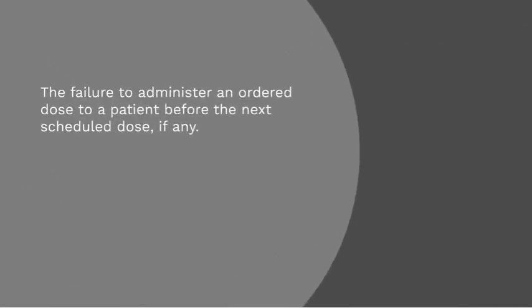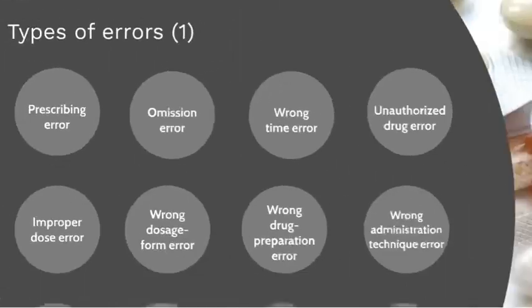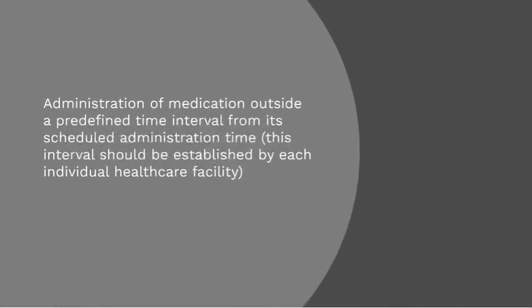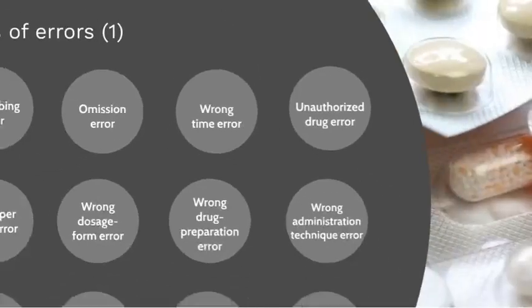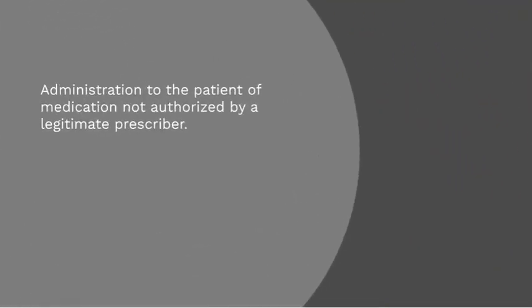Omission error. The failure to administer an ordered dose to a patient before the next scheduled dose, if any. Wrong time error. Administration of medication outside a predefined time interval from its scheduled administration time. This interval should be established by each individual healthcare facility. Unauthorized drug error. Administration to the patient of a medication not authorized by a legitimate prescriber.